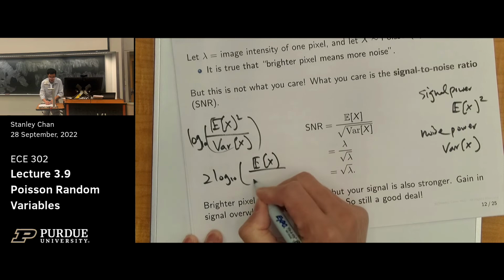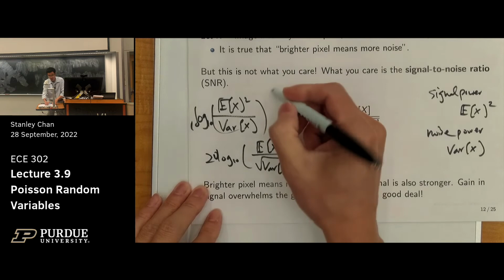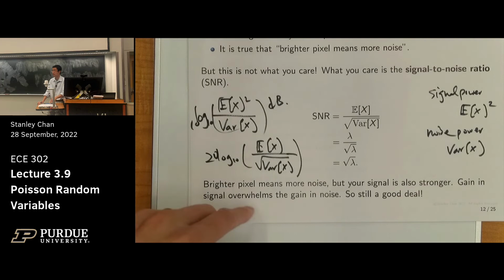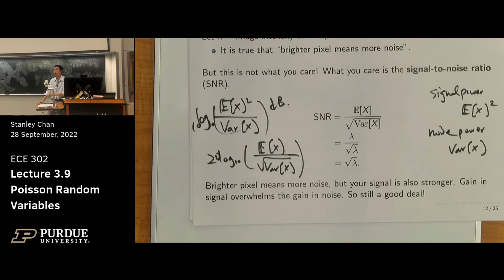So this is also a well-defined thing. Sometimes people also put 10 in front, so you get 20. So this is in dB. You can see that you can use the square as a definition. You can also, without the square, use it as a definition. It depends on which field. If you're a communication systems person, you would look at the power, because of the power of the transmission. If you are an image sensor person like me, then you wouldn't care about the power. You care about the actual amplitude of your signal, so that would be without the square. So either one would be fine.